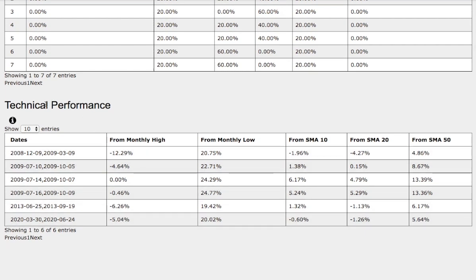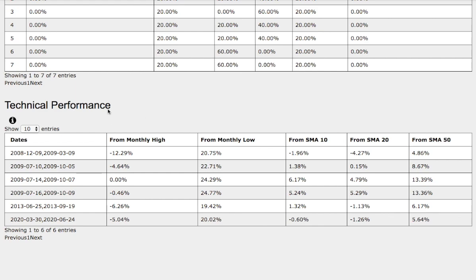Let's examine more closely the technical performance of each model. On the current trend that we're in, we're down 5% from monthly high, up 20% from monthly low, down 60 basis points from the 10 simple moving average, down 1.3% from the 20-day simple moving average, and up 5.6% from the 50-day simple moving average. Now let's examine the trend that we just found. Back then it was down 4.6% from monthly high, up 22% from monthly low, up 1.4% from the 10 simple moving average, up 15 basis points from the 20-day simple moving average, and up 8.7% from the 50-day simple moving average.